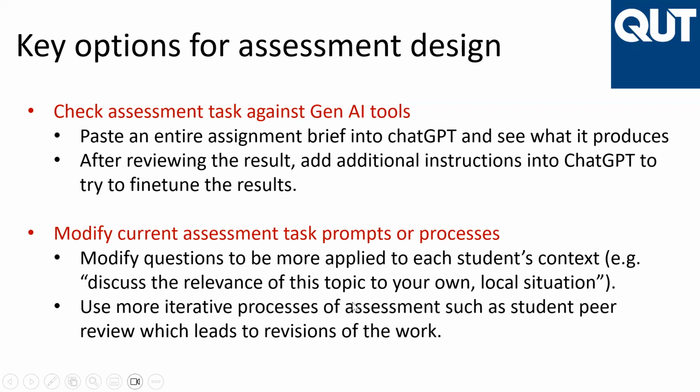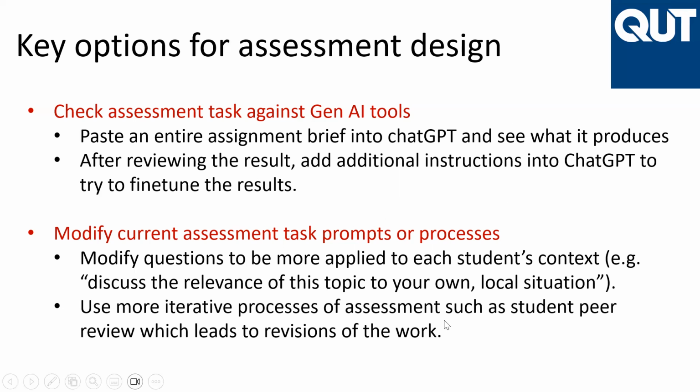An alternative option is to modify your current assessment task and prompts and processes. You can modify questions to be more applied to each student's context, right? So that is about personalizing your assessment. So add elements that students have to discuss that relate to a very specific element in their immediate context or in their professional environment. Or they have to discuss it in relation to their own local situation. And ChatGPT will struggle with that.